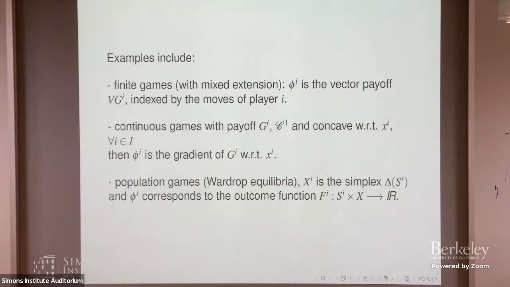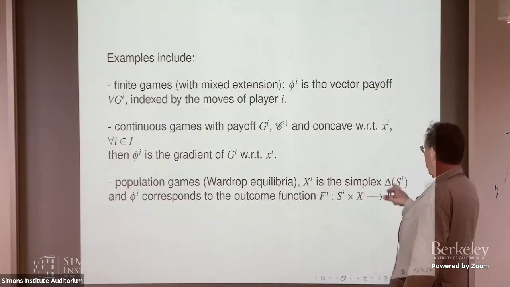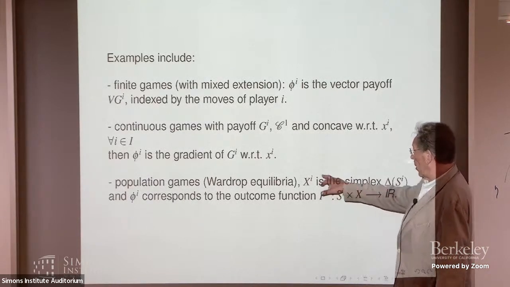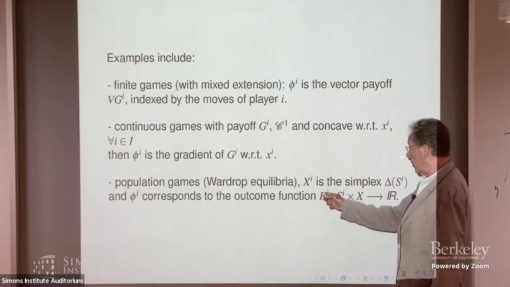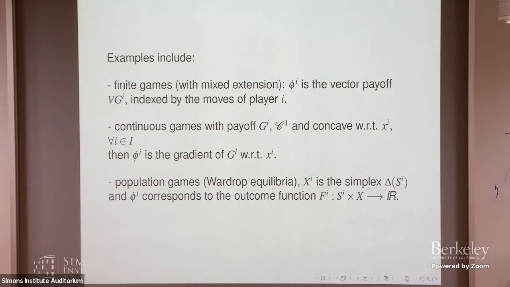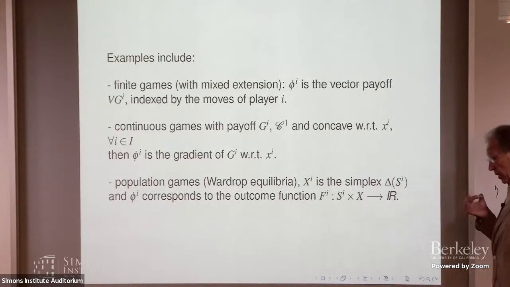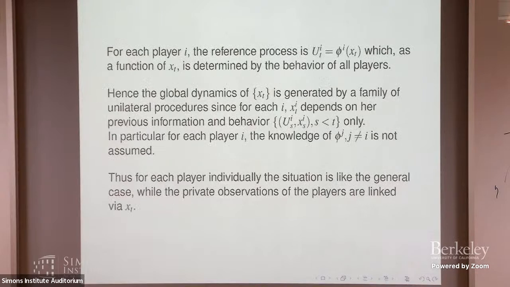But now if you look at population games or Wardrop equilibria or mean field games, X is the simplex. Now a point here will correspond to a fraction of the population which is using each of the strategies, and then the vector field is simply the payoff function. So depending on the type of game, the right parameter that you use to describe Nash equilibria is not the same, and this is the parameter that is important in the learning procedure.